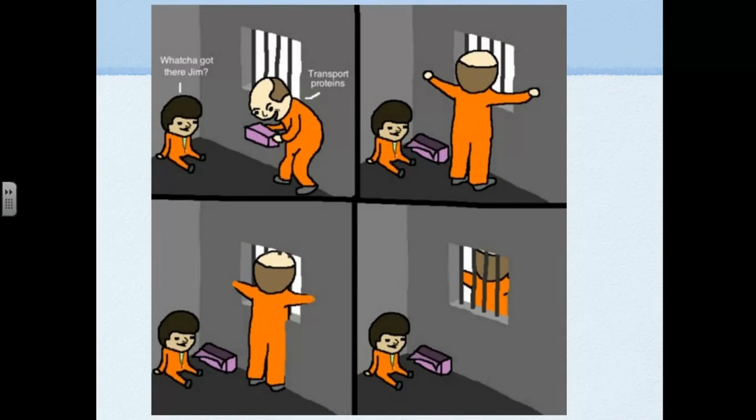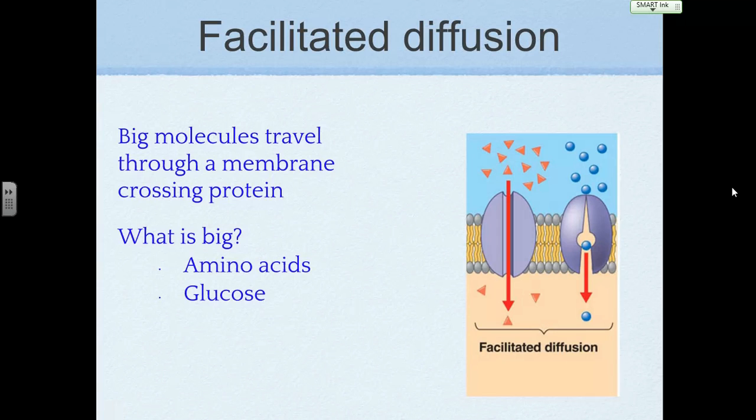Anything else that is too big to move through the cell membrane or the cell wall all on its own needs some transport proteins. So here we have Jim. He's got some transport proteins, and that allows him to transport himself outside of the cell. Cheesy, but it gets the point across. Facilitated diffusion is used for big molecules, and the big molecules need one of those transport proteins. They need a membrane crossing protein, some protein that goes from inside the cell to outside the cell to allow things to go through. And so we're really talking about big things here.